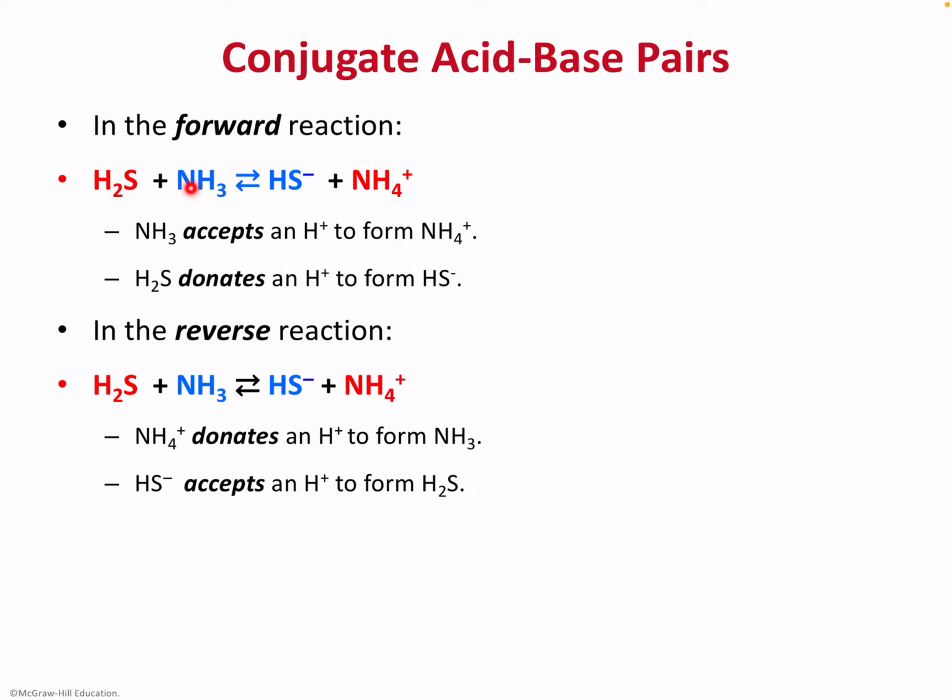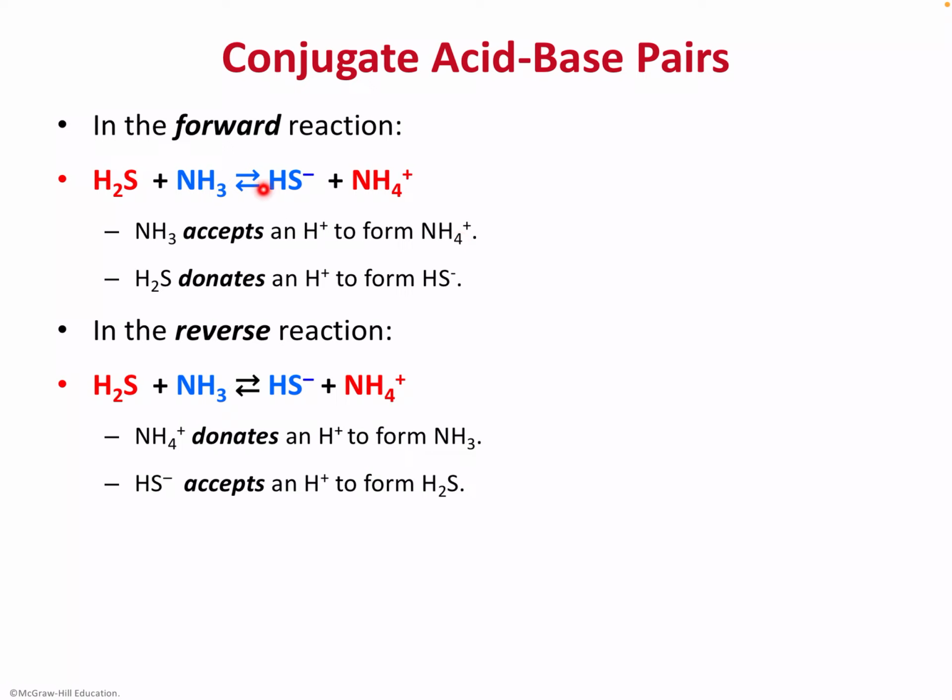And what happened to ammonia? NH3 became NH4 plus. Remember what happened to the number of hydrogens. There are 3, and there are 4 in the ammonium ion here. The hydrogen number increased, meaning the base is the proton acceptor. So ammonia is your base, and H2S is your acid, forming HS minus and ammonium plus. Ammonia accepts a proton to form NH4 plus.